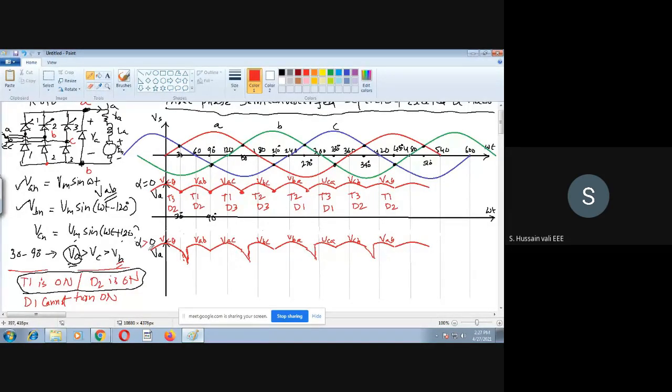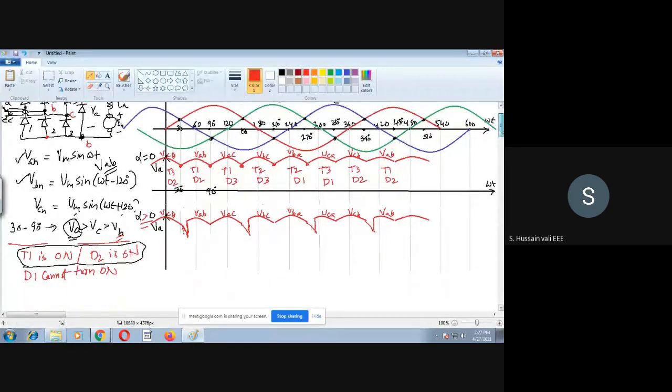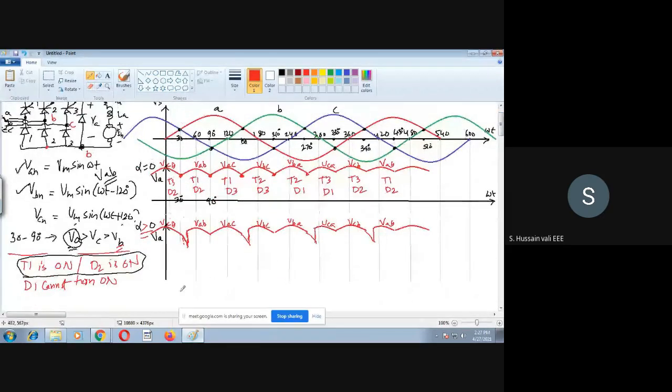This you will find out when alpha is greater than 0. Say for example, I will take one value, alpha is equal to 60 degrees. I am interested to know what will happen if I take alpha 60 degrees. Alpha 60 degrees in the sense from 30 to 60, that is 90 degrees. So this delay will continue till 90 degrees. This is what will happen. Okay, so now we'll do one thing.